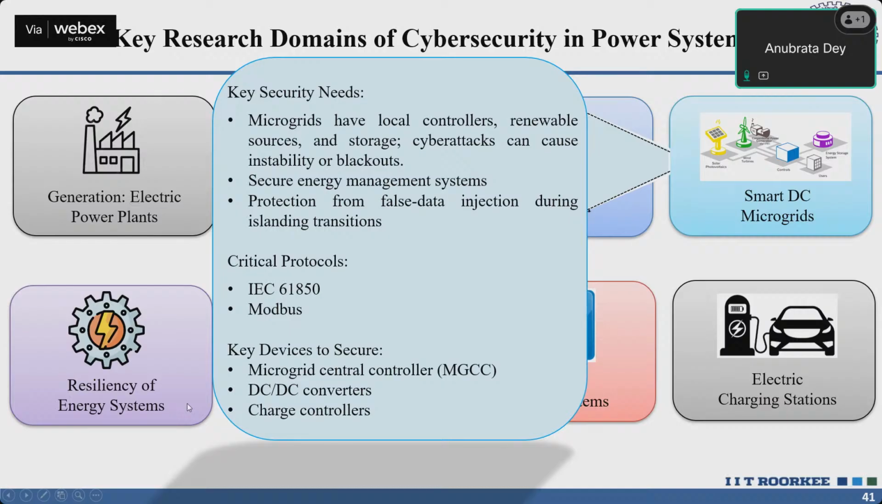For DC microgrids, nowadays HVDC systems are also coming. There also they are using IEC 61850 and Modbus type of protocols. And there we have to consider the local controllers, renewable sources, and storage, obviously energy storage also. So all these things we have to look at.